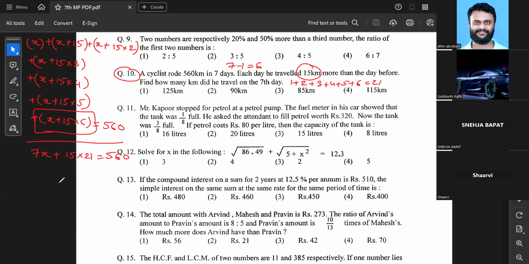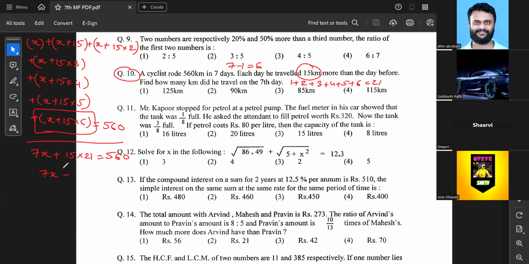So इसमें से directly आपको x मिल जाएगा. So 7x is equal to 560 minus 315, 7x is 245, or maybe X is 35. You are getting x as 35.